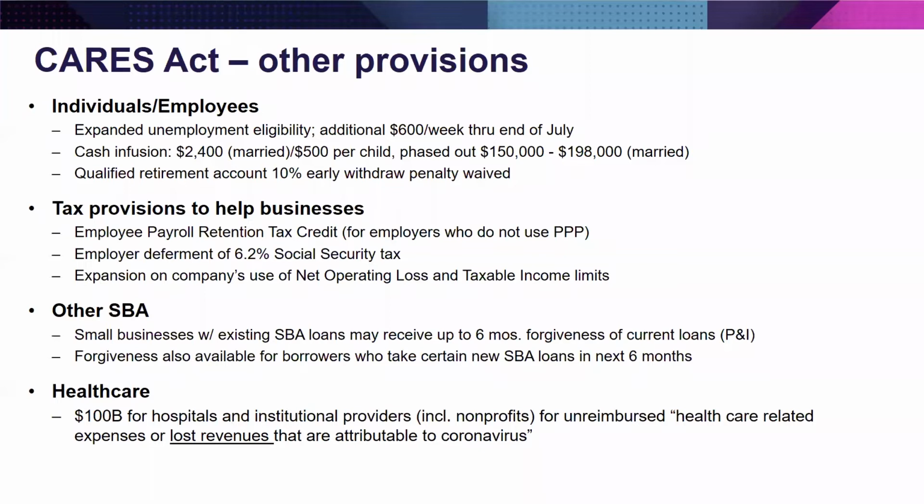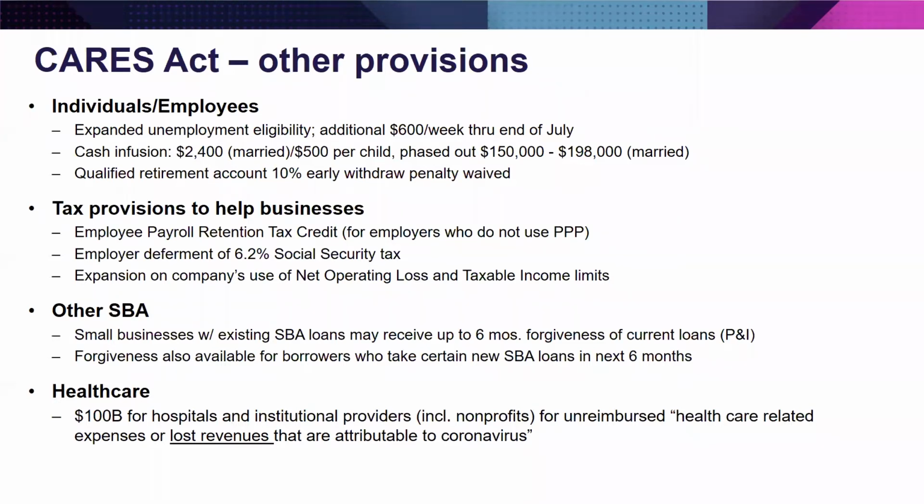There are some other smaller but potentially still relevant SBA provisions. Andrew's going to highlight the two we feel are the best opportunities. But there are some other measures that you can follow up with us on or look for yourself on the SBA website, offering 6 months forgiveness of current SBA loans, including principal and interest. And some forgiveness is also available for borrowers who take certain new SBA loans in the next 6 months outside of the EIDL and the PPP.